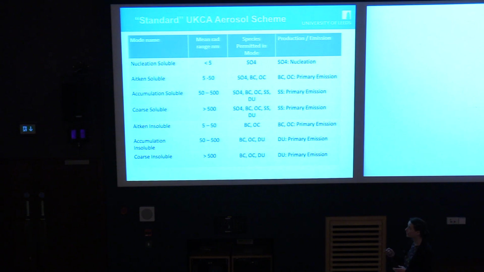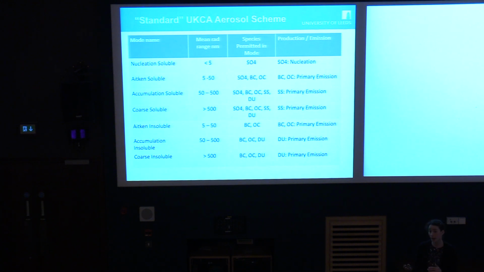So I mentioned earlier, this is a 7-mode setup. I mentioned earlier that you can also run UKCA with a 5-mode setup. And the main difference is you turn off these 2 modes, the accumulation insoluble and the coarse insoluble modes, and you take dust out of this table. In that setup, everything except dust is simulated in exactly the same way, but dust, instead of being emitted in a modal scheme, is treated in a sectional scheme. That's done for historical reasons, because there's been a sectional dust scheme within the Unified Model for a very long time.